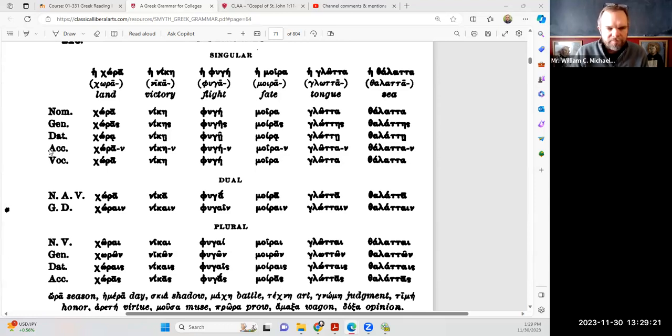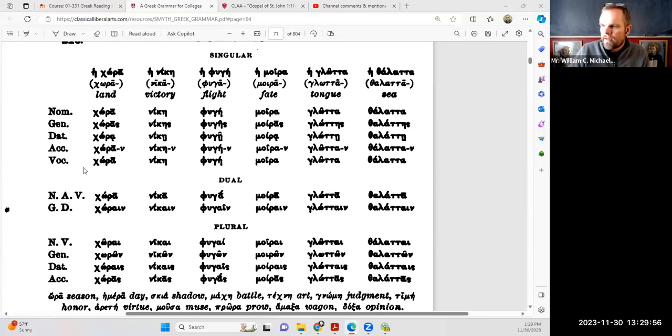The nu, very good. Okay, very good. The nu at the end. It looks like a V. I know some of you might have been confused as to what to write. You might have wanted to write the V, but that's the nu. That's the letter nu. Okay, so the nu here, that letter nu at the end marks the accusative case. All right, and you look across the whole row and you see koran, nikein, fugain, moiran, glotan, thalatan. All right, they all have that same nu ending in common. That nu marks the accusative case.